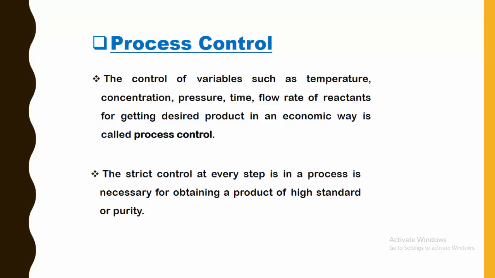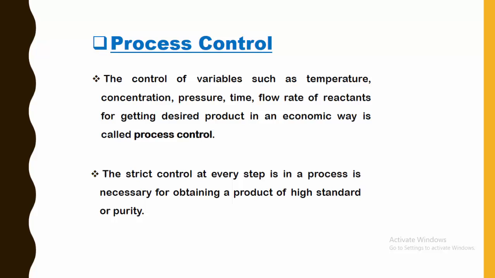The first is process control. As we know, in the name of process control, here the control of a process is undertaken in this department. For example, the control of variables such as temperature, concentration, pressure, time, and flow rate of reactants of chemical reactions, for getting a desired product in an economic way, is called process control.